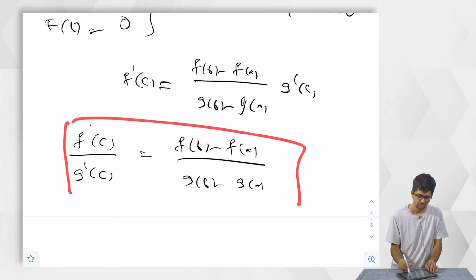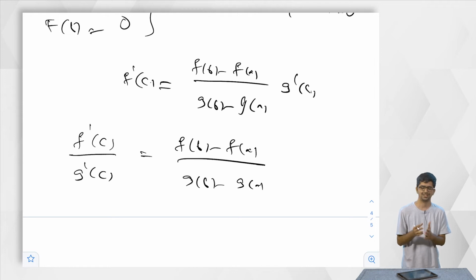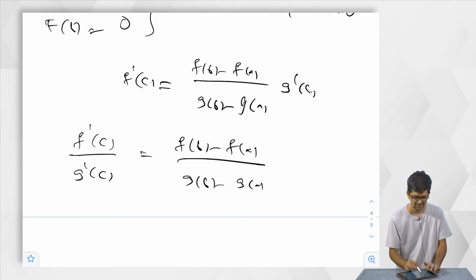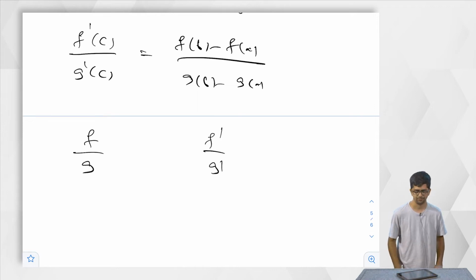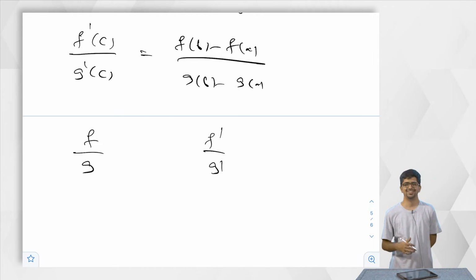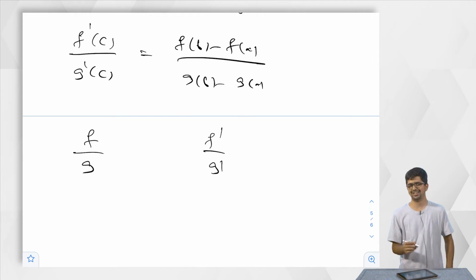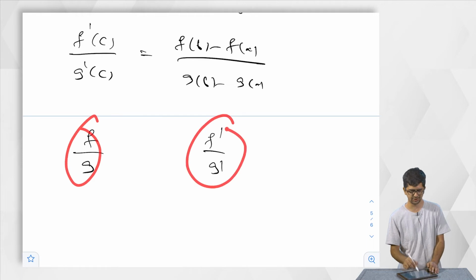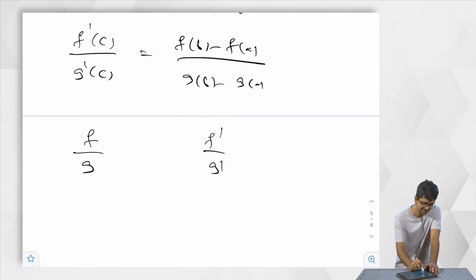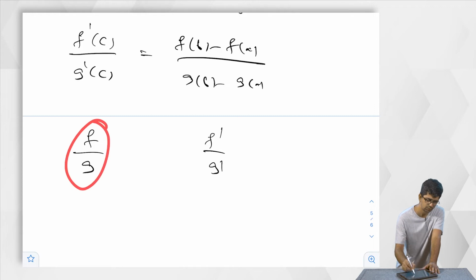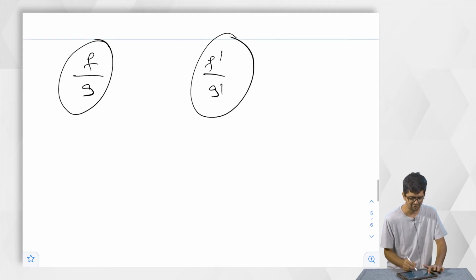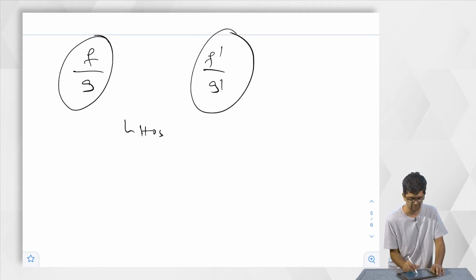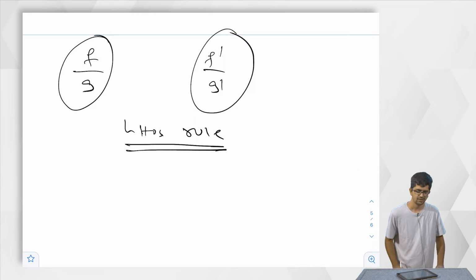This thing should remind you of some relation that you already know between F by G and F dash by G dash. Yes, I am assuming that some of you might have guessed what is going on here. One of the results that relates these two things is what is known as L'Hospital's rule. So what is it?